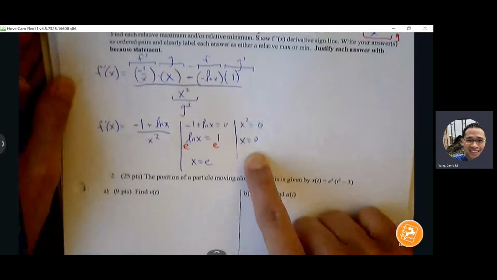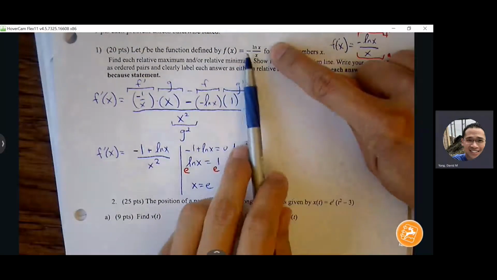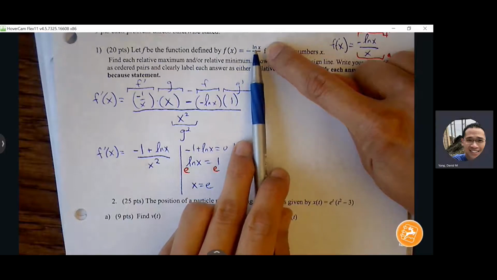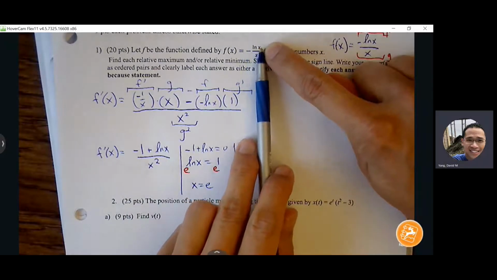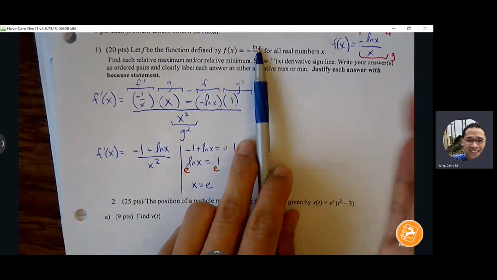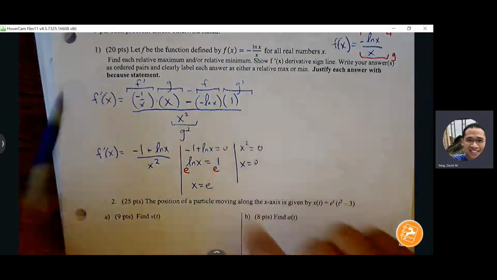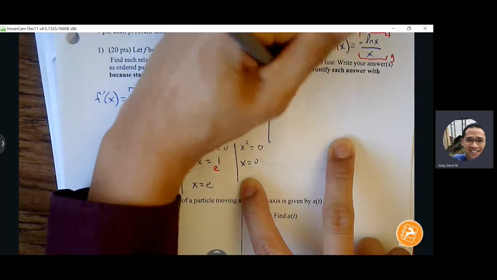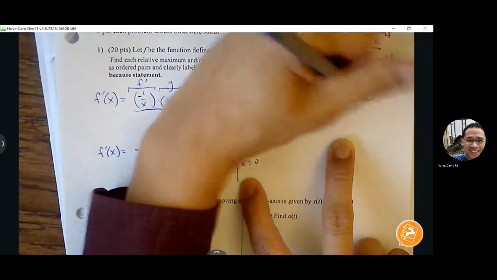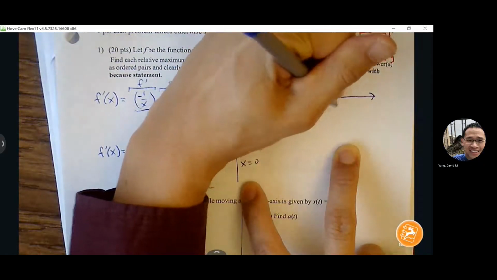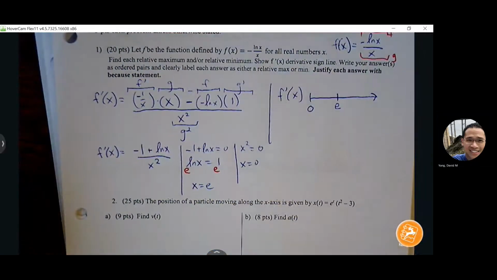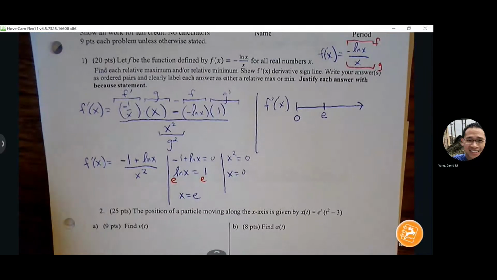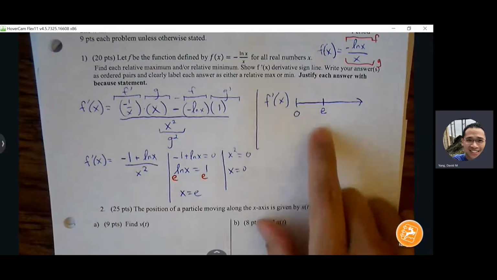Now there is a domain for our function, natural log of x. X can't be negative, right? We know the graph of natural log of x is not going to exist to the left of 0. It's only going to be in the positive region. So we know our sign line is only going to be to the right of 0. Okay, we choose values on either side of e.